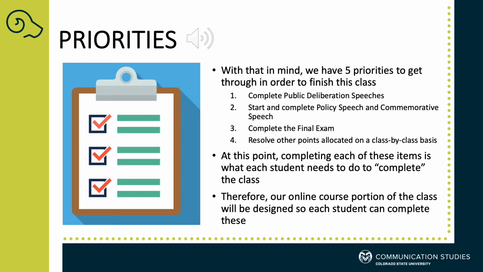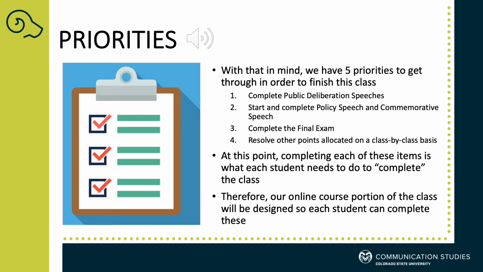So at this point, what we want to do is make sure that everybody in the class has the chance to finish the four most important things that they need to in order to be able to finish the semester. Those four things are, number one, completing the public deliberation speech, and that's only for the people who haven't done that yet. Several of you have completed that in advance of us going to online. We need to get everybody else finished on that front. Number two, we all need to start and complete both the policy speech and the commemorative speech.